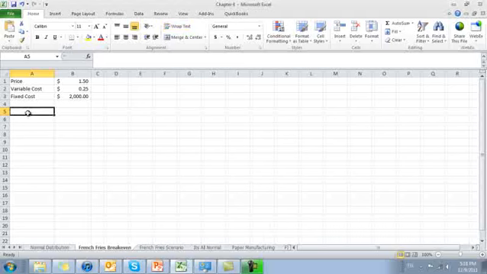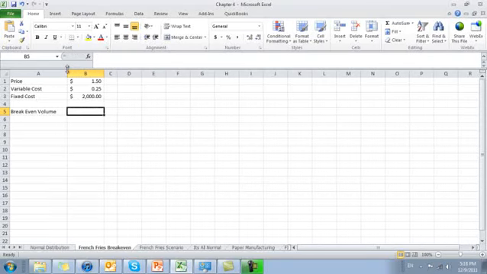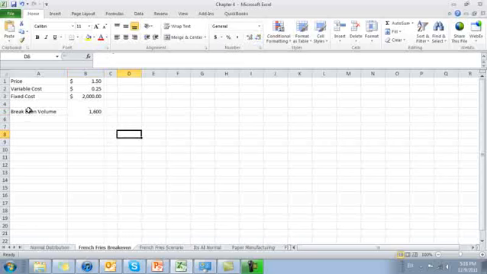I can then calculate my break-even volume. Using my equation, which I had, as simply equal to my fixed cost divided by the difference of price and variable cost. And I find, well, break-even volume is not in dollars. It's volume. It's a count. And I can't sell a fraction of a product. I have to sell whole products. So my break-even volume is 16,000 units.